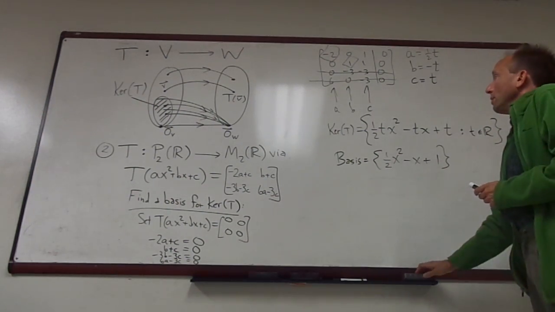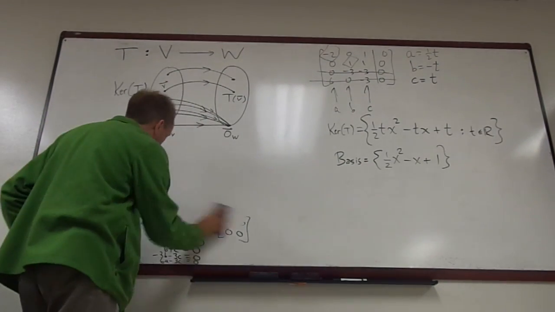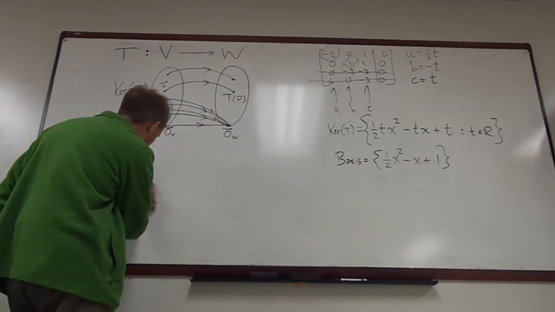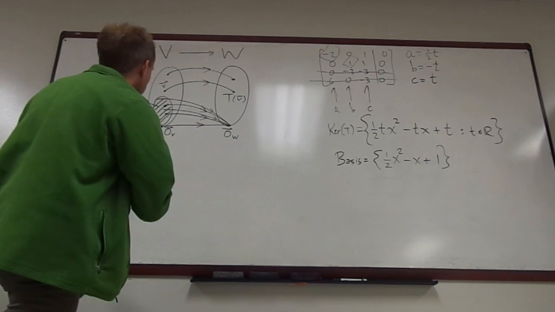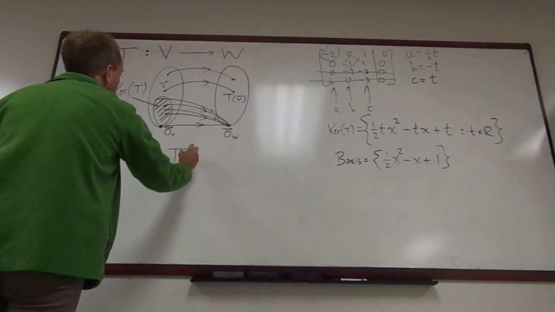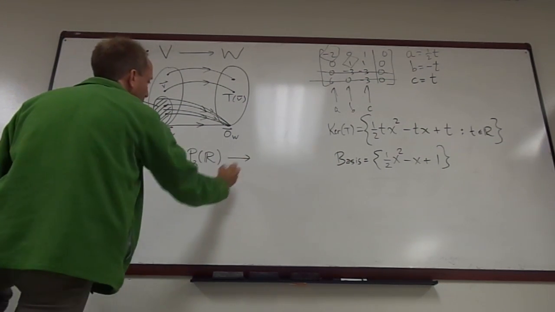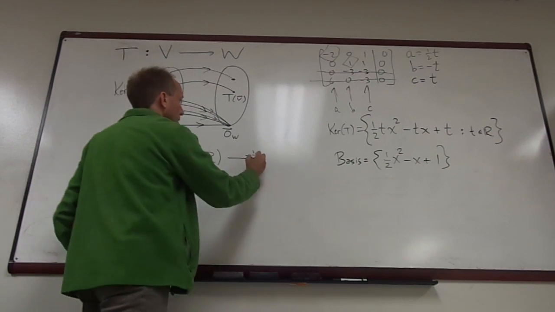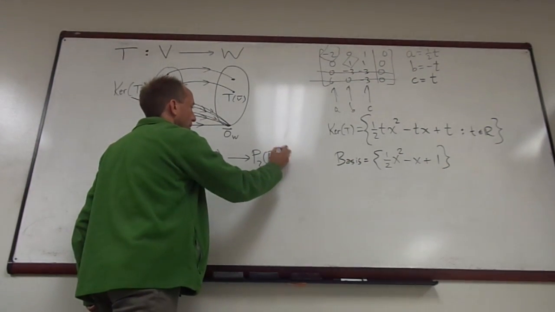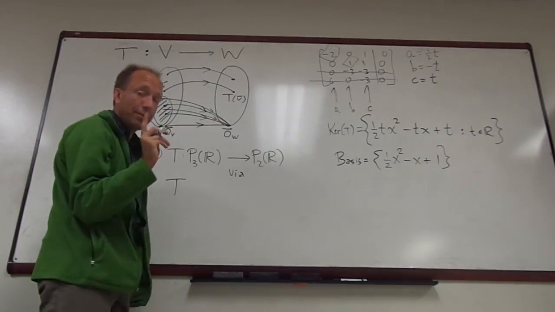Okay, maybe just one more example to really make sure. Actually, a couple more examples maybe. Just do a couple more things here. The third example, let's do T from P3 of R to P2 of R via, okay, I'm going to do this a little differently.